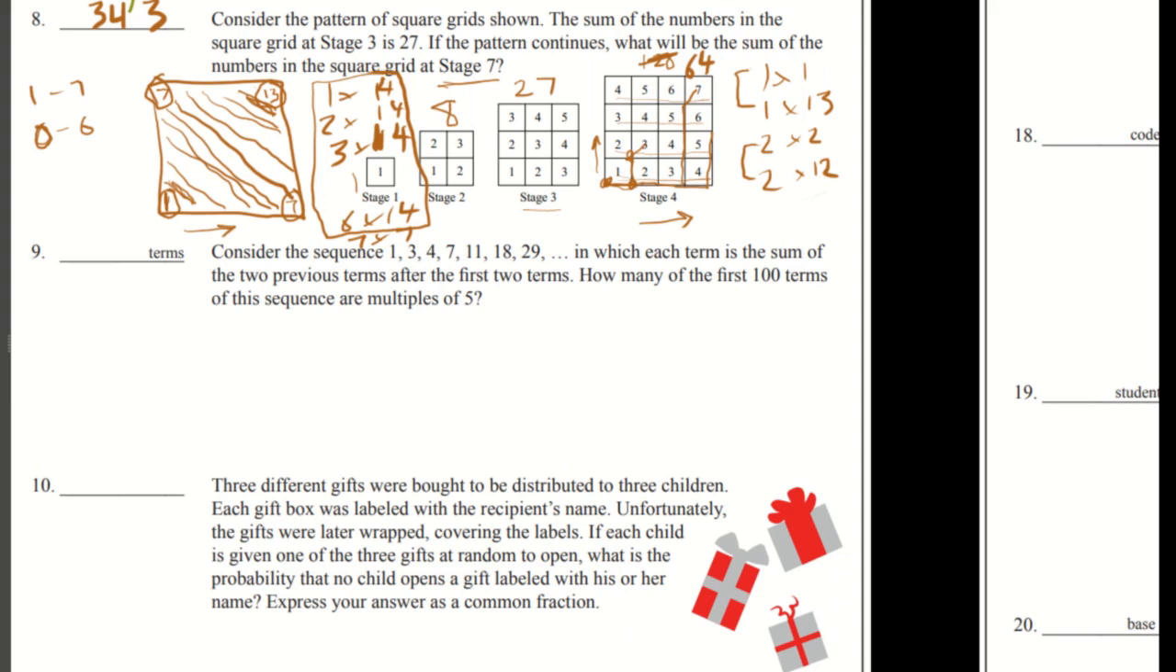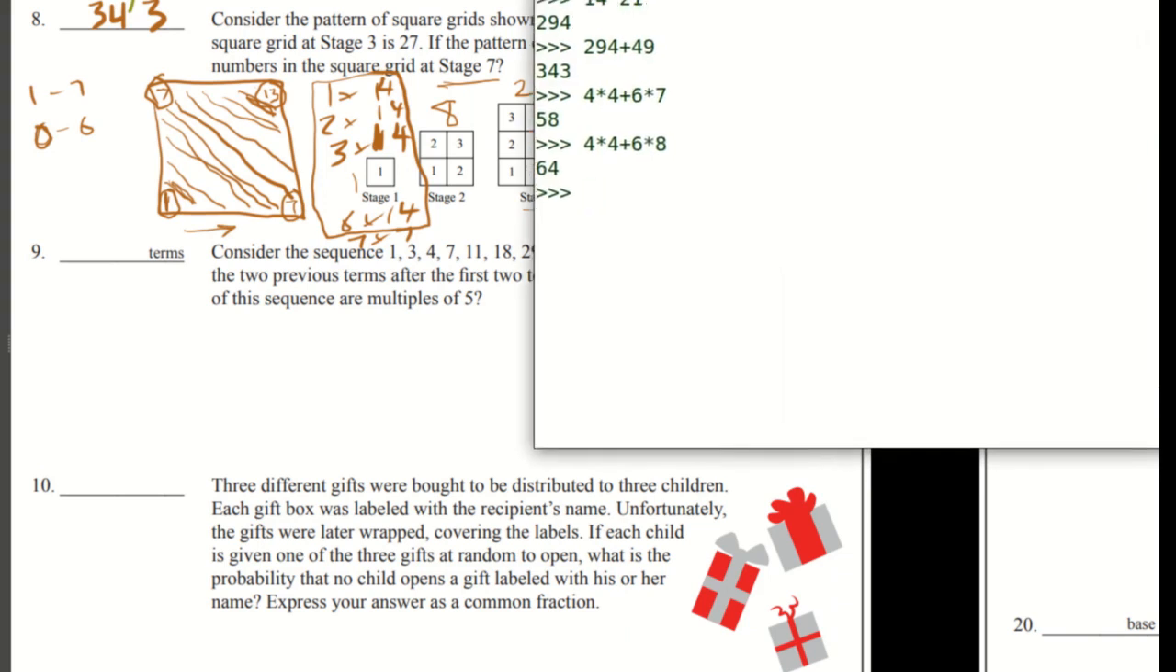I don't see any pattern. You don't see any pattern? Okay, let me show you. 1 times 1 times 1 is 1. 2 times 2 times 2 is 8. 3 times 3 times 3 is 27. 4 times 4 times 4 is 64. And 7 times 7 times 7 is 343.